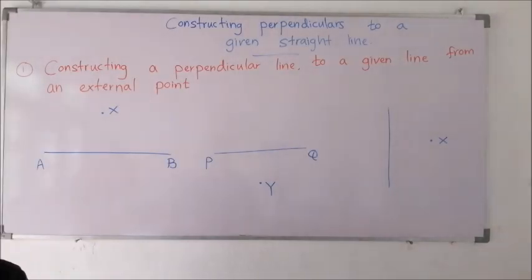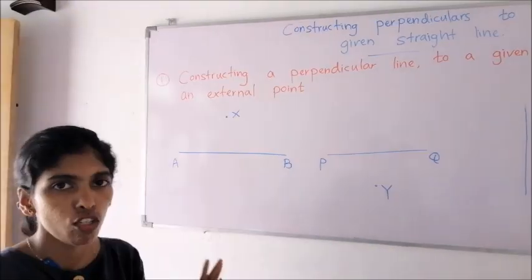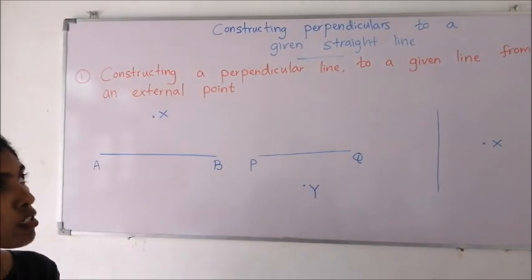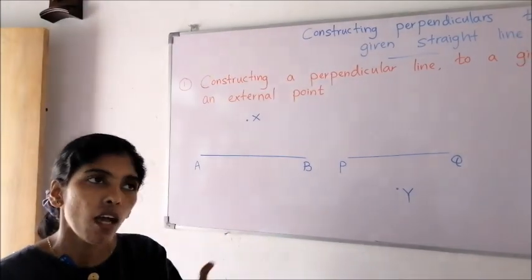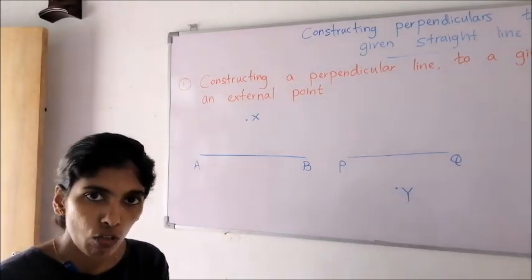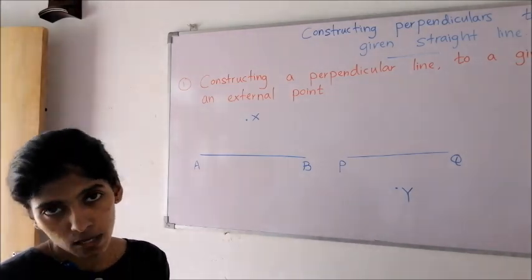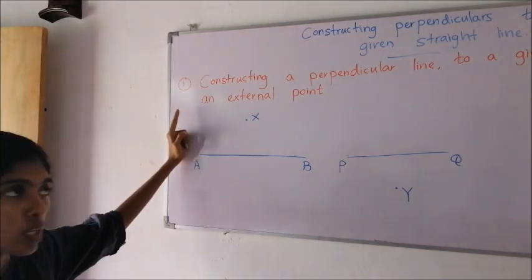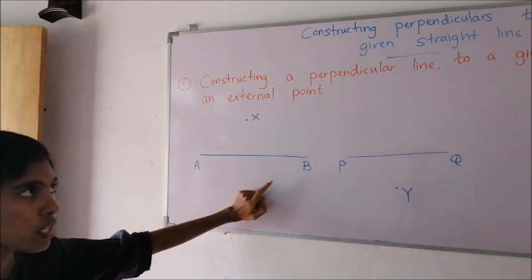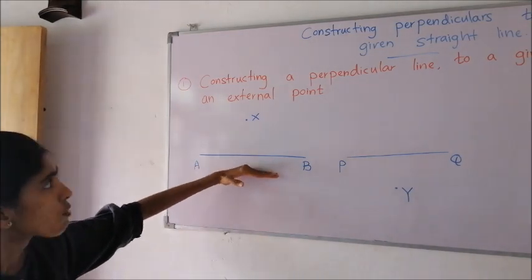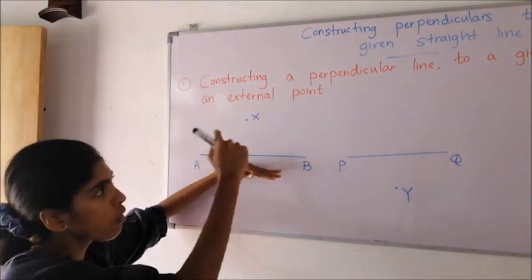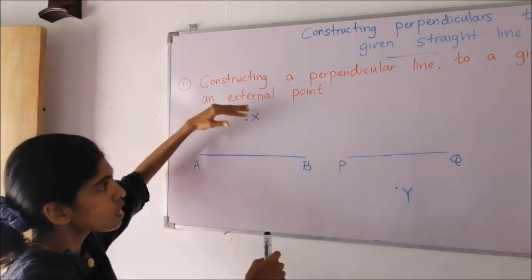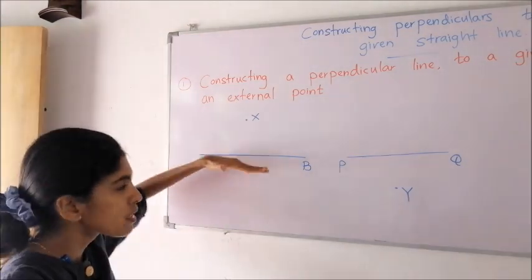Now children, this is a new part under this lesson, that is constructing perpendiculars. We are going to construct perpendiculars to a given straight line. When you are given a straight line, how do we construct a perpendicular line? There are four situations here, children. The first one is this. What is that? Constructing a perpendicular line to a given line from an external point. That means outside the straight line only a point is located. From that point we are going to draw a perpendicular to the given line.